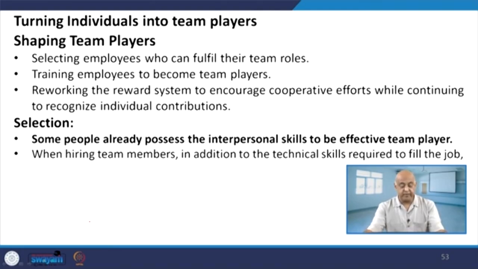Training employees to become team players. Now, sometimes you do not find a particular quality; one or two qualities are lacking, right? The rest of the qualities are there. So, in that case, training can be provided. Reworking the reward systems to encourage cooperative efforts while continuing to recognize individual contributions, and therefore, in that case, that reward system can be implemented.